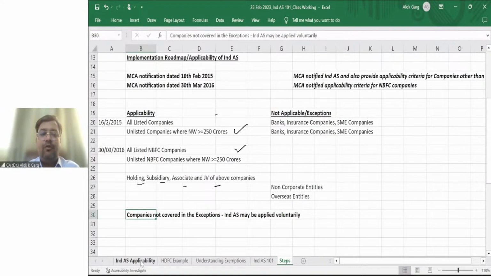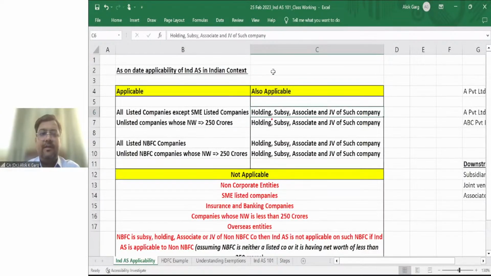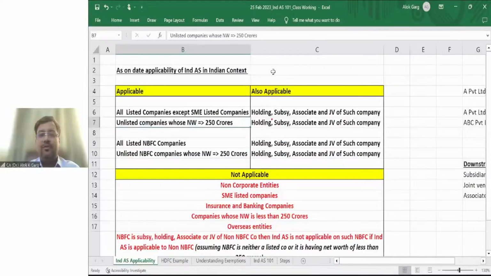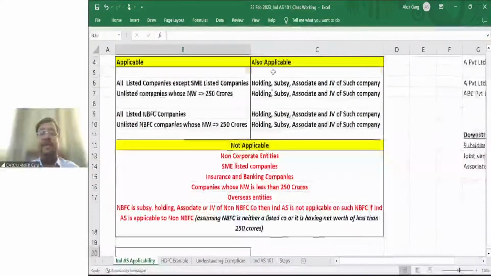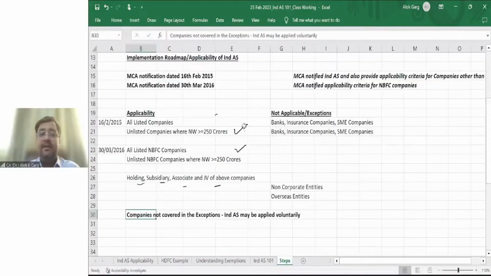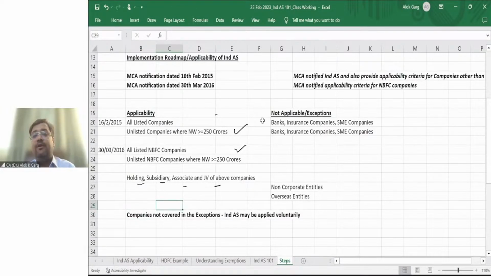When I share the Excel file with all of you, I have beautifully summarized this in a table. All listed companies except SME listed companies, unlisted companies whose net worth is equal to or greater than 250 crores, and the holding, subsidiary, associate and JV of such companies, all listed NBFC. Not applicable to non-corporate, SME listed, insurance, banking companies, companies whose net worth is less than 250 crores, and overseas entities, right? But for the companies where the net worth is less than 250 crore, I mean not covered in the exception, Ind AS may be applied voluntarily. If the company wants to apply, they can apply, right? I hope it is clear to all of you, right, friends?